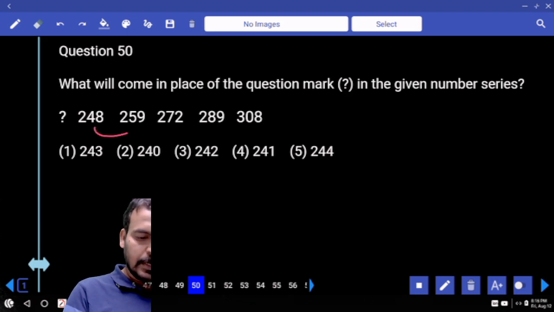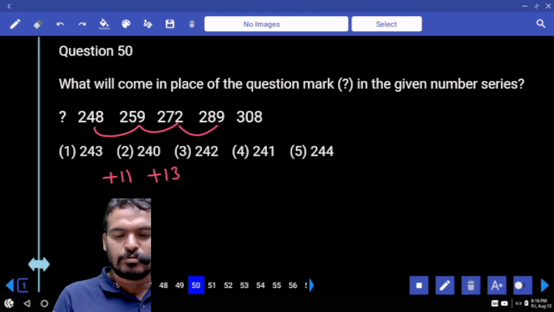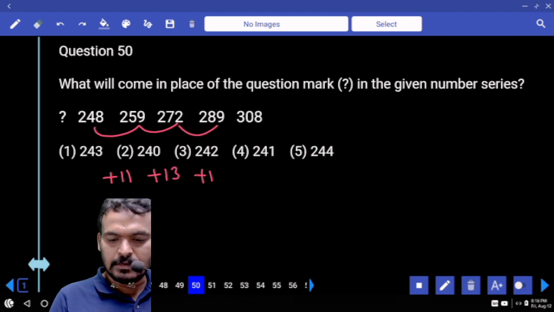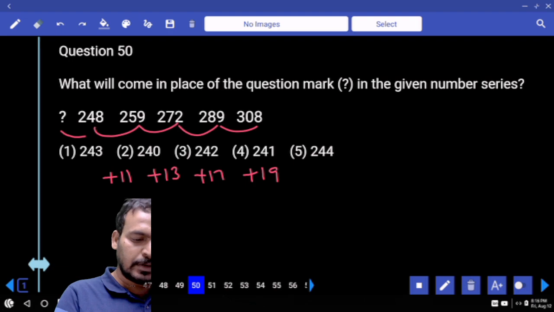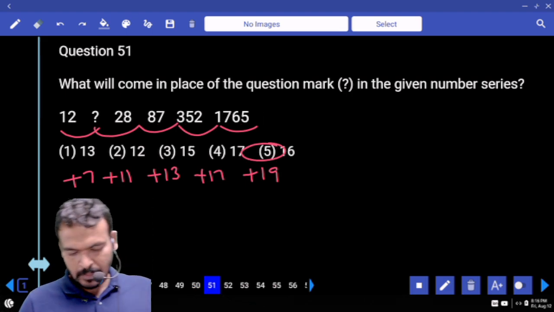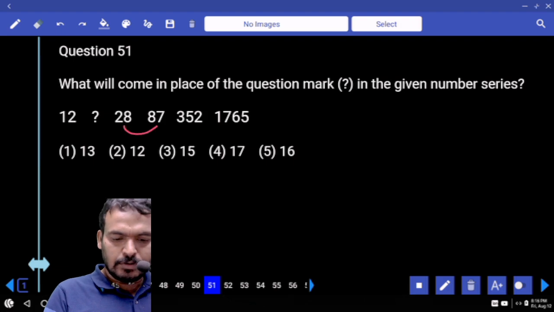What is the 248 and 251 difference? 11. 259, 272, 13. 272, 289, 17. 289 and 308, 19. All these are prime numbers or not? What is the previous prime number? 7. 248 minus 7 or not? 241. Next 51. 28 to 87.